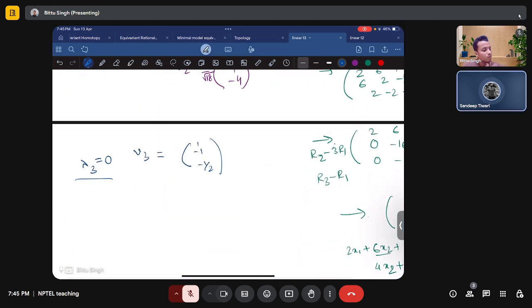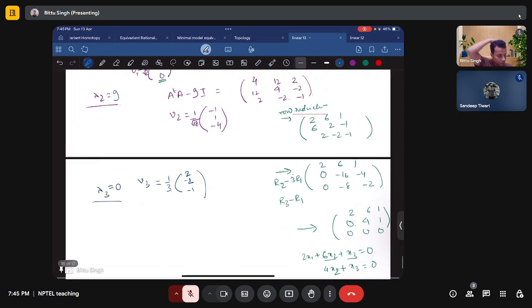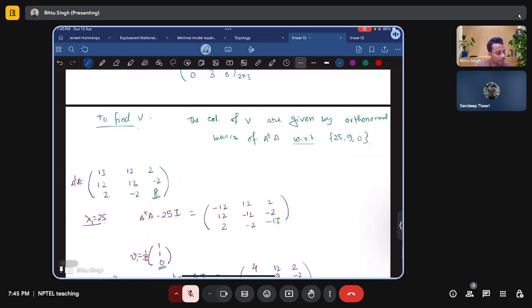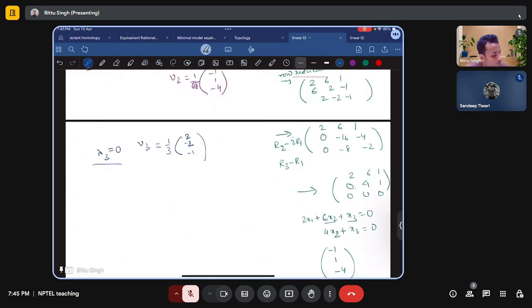We have to divide it by the norm. Maybe let us multiply with 2, so 2, minus 2, minus 1. So what is the norm of this? It is 3, so 1 by 3. So those are the orthonormal eigenvectors. Therefore V will take this form.